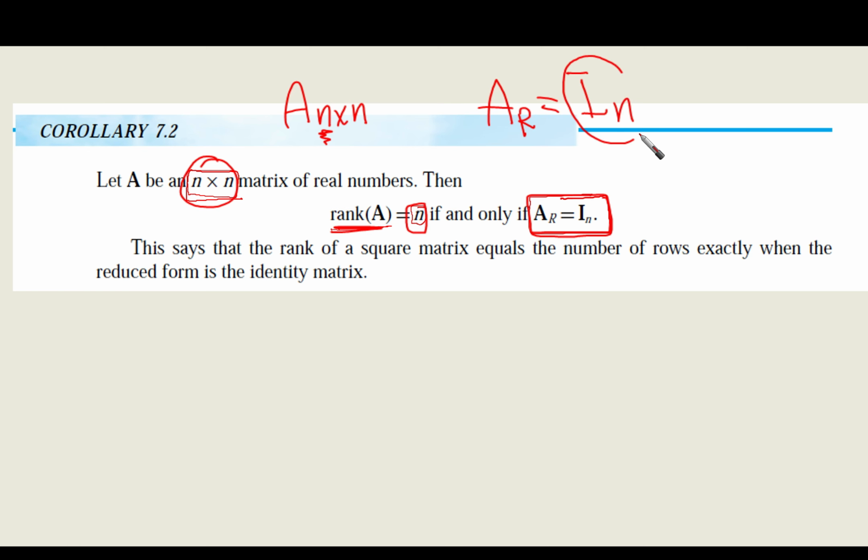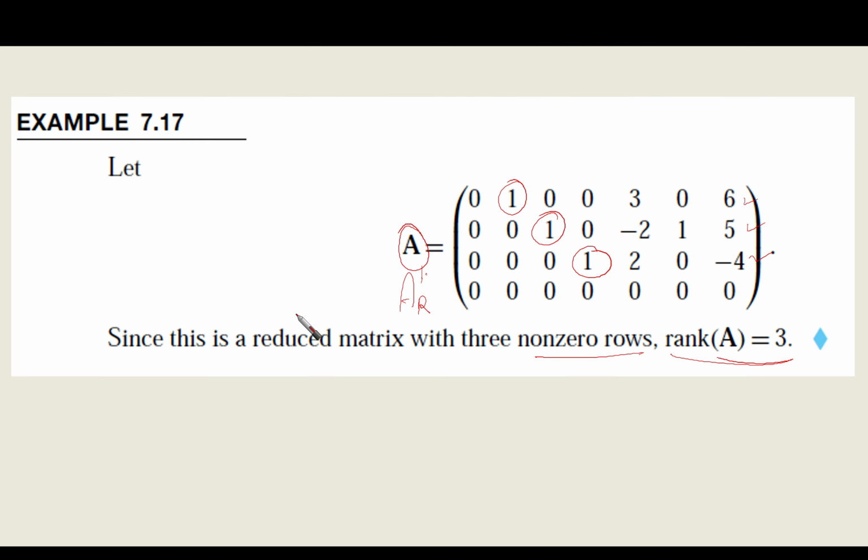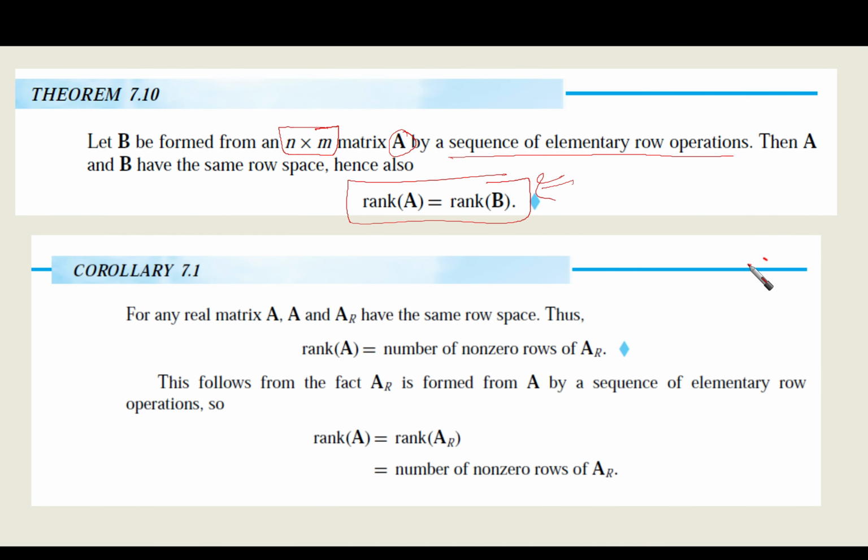Do you remember in the previous video I mentioned that when we reduce A to AR, we found that the reduced matrix is In. If this is the case, then without thinking, the rank of A is going to be n, the number of rows or the number of columns. This says that the rank of a square matrix equals the number of rows exactly when the reduced form is the identity matrix. Because for the identity matrix In, the number of non-zero rows equals n. This is exactly the same as we have explained in this theorem: the number of non-zero rows of AR.